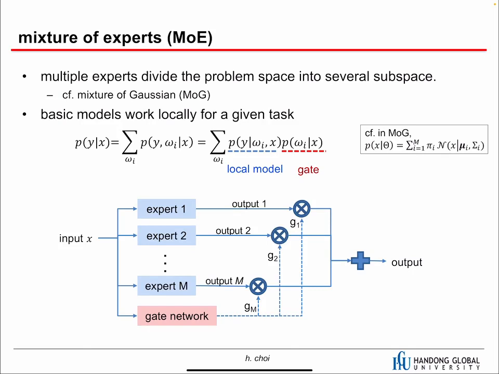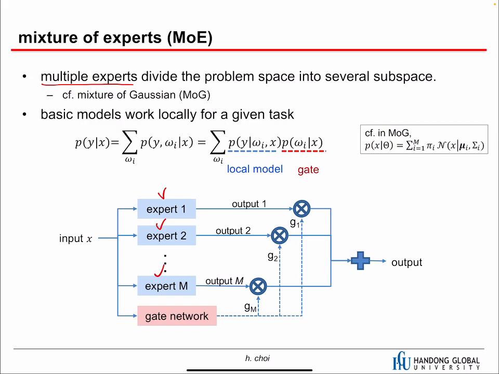And the next one is a mix of experts. As I said, many people don't put this mix of experts in the ensemble learning chapter, but I think this is the perfect chapter where we can put it. Okay, so we have multiple experts like this, like M models.